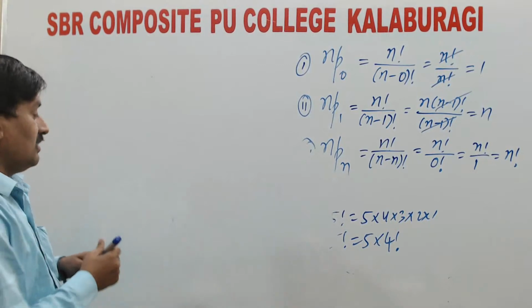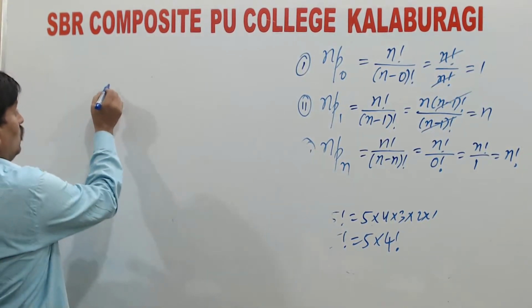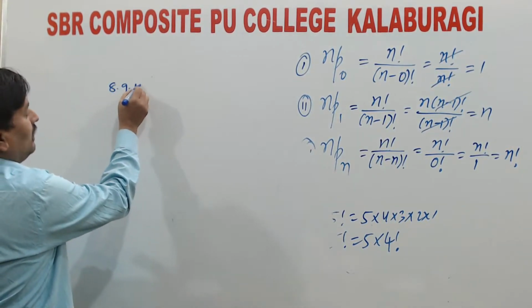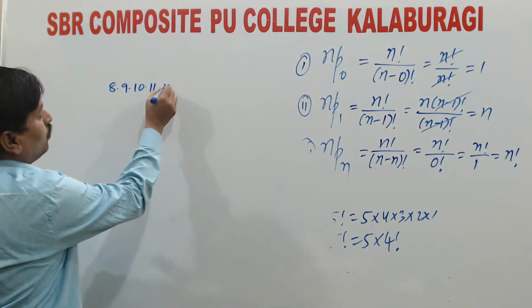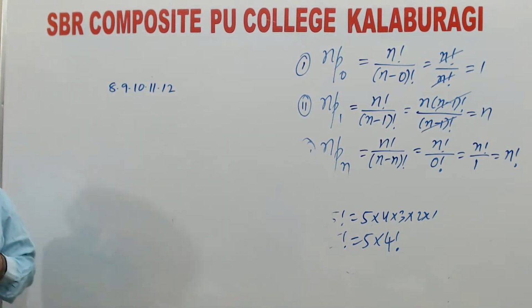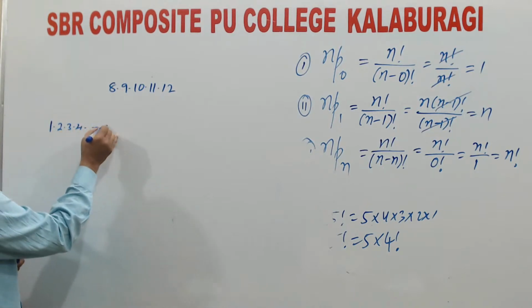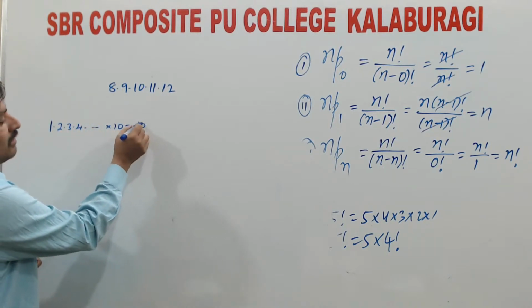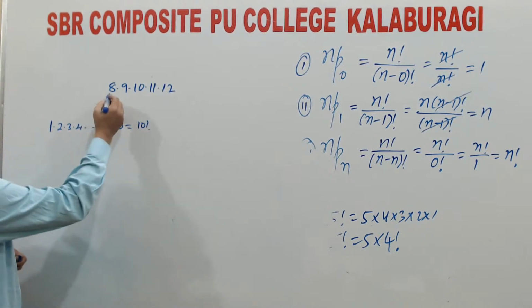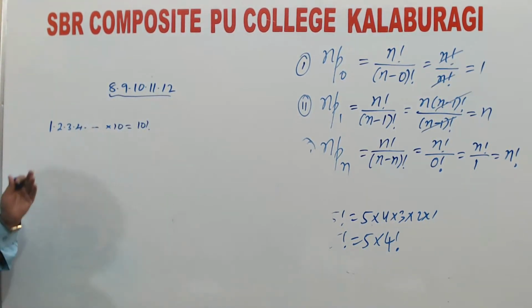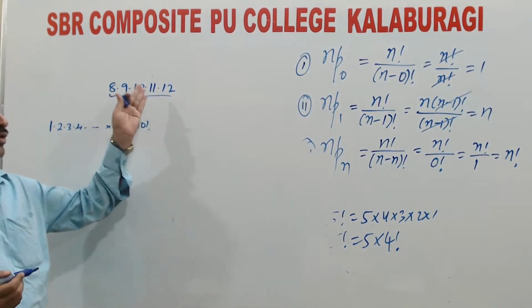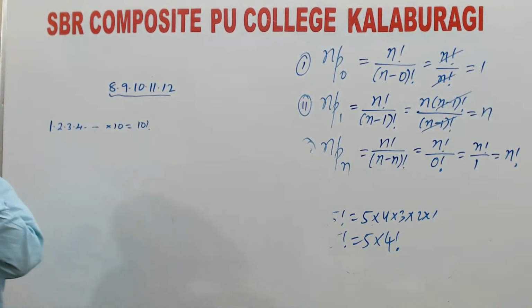Okay, one of the students is asking us to write 8 into 9 into 10 into 11 into 12 in factorial notation. It's very nice. See, what is factorial? Factorial is the product of natural numbers. Suppose I take 1 into 2 into 3 into 4 up to 10, it can be written as 10 factorial. Suppose the numbers start from some other number instead of 1, like 8 into 9 into 10 into 11 into 12. How can we write this in factorial notation?